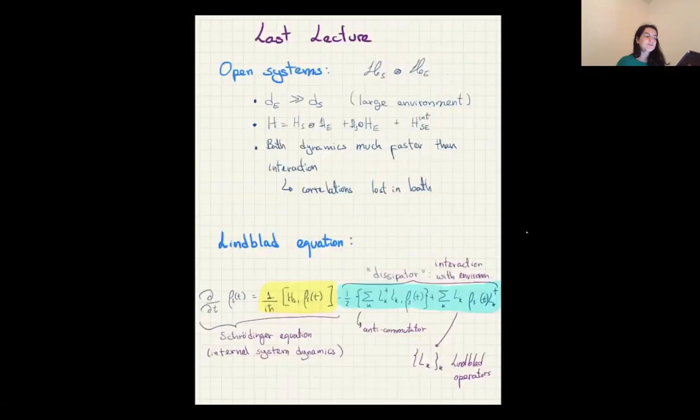Let's just recap what we did in the last lecture. We looked at open systems, in particular when we had a small system of interest in contact with a large environment, which sometimes we call the bath. The idea here is that the global Hamiltonian, so together they're isolated, but the environment is much larger than the system, that is, in the dimensions of the two Hilbert spaces. And the global Hamiltonian will be something in the system, something in the environment, and some interaction Hamiltonian.